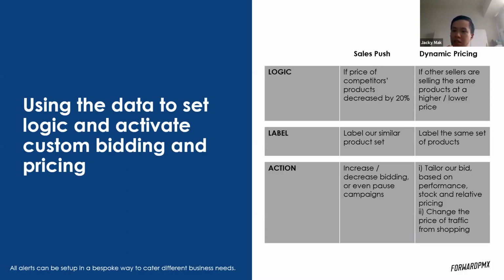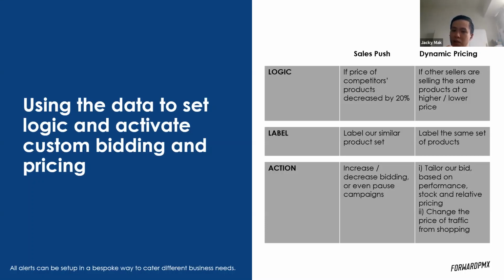Another example is dynamic pricing. We are aware that in a complicated market landscape, some sellers are selling the same product at different prices as well. Some could be selling the same product at a higher price, some at a lower price. So what you can do is label the same product set, and tailor our bidding based on the performance, the stock availability, and the relative pricing. And what you can do even more is change your pricing from the traffic from the shopping campaign.